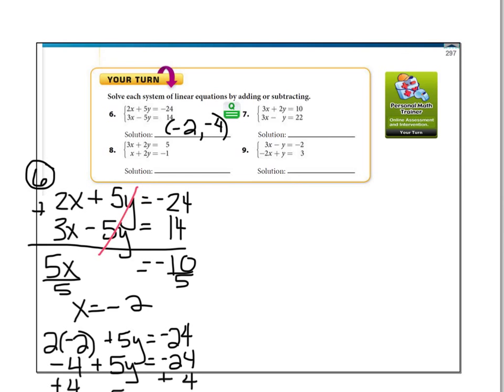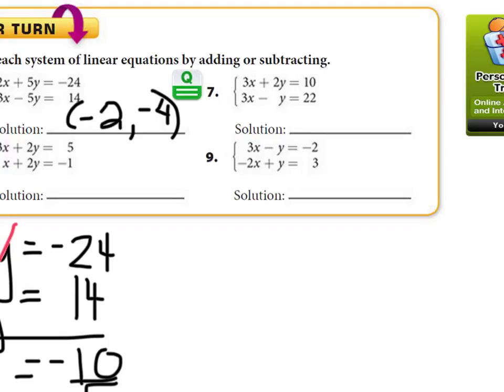So on number 9, if you notice this time, the y's are opposites. So that means when I add the other pieces together, the y's would cancel out. 3x plus negative 2x gave you 1x or just x. Negative 2 plus 3 gave you 1. So x equaled 1. Didn't even have to solve for it. So we plug that back in.